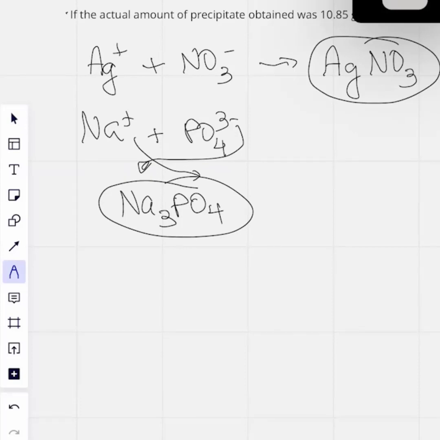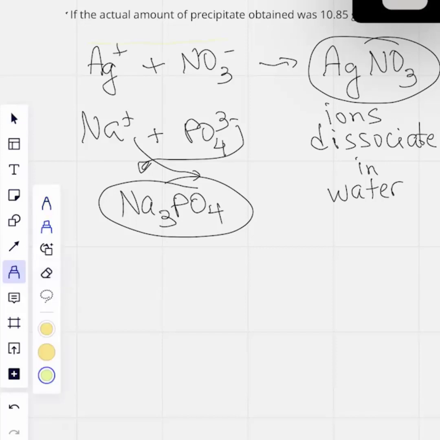Now remember, when an ionic compound is dissolved in water, the ions will dissociate. In other words, the form that we're going to get in water is going to be more along those lines. So this guy here, and I'm trying to draw a square here, but I don't know if you can see it.